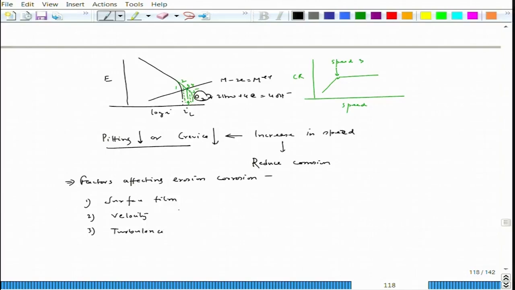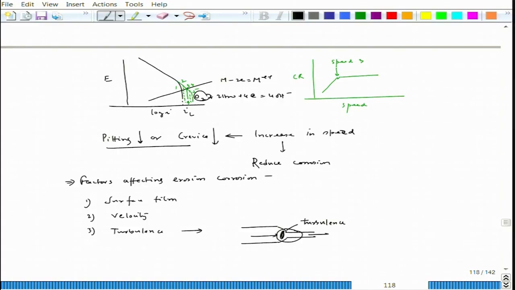Fine. So we have talked about velocity and surface film. Now if we talk about turbulence, the turbulence factor would be felt, for example, if we have a large pipe and then a small pipe coming like this. The flow is coming through the large pipe, and then it is directed through the small pipe. Now in this portion, we have a lot of turbulence. So there the erosion corrosion effect would be very fast. Of course, that factor will be felt around this zone.